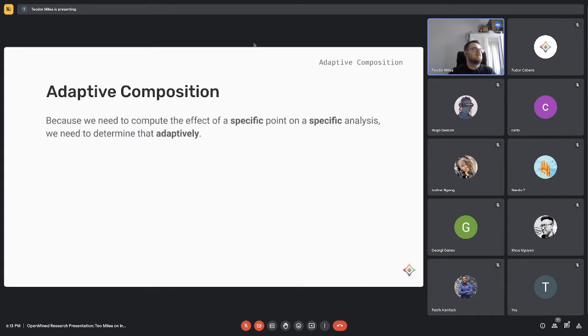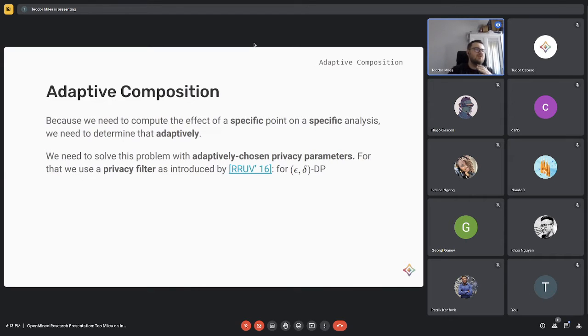Okay, now if we go back to the adaptive composition, because we need to compute the effect on a specific point on a specific analysis, we have to do this adaptively. We have to solve this problem with adaptively chosen privacy parameters, which was already done by Rogers, Roth, Ullman, and Vadhan for epsilon DP. And they use a privacy filter, which they define as a stopping rule that ensures our privacy budget is met.